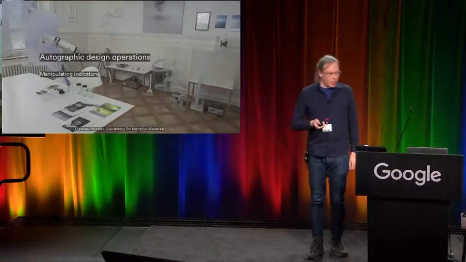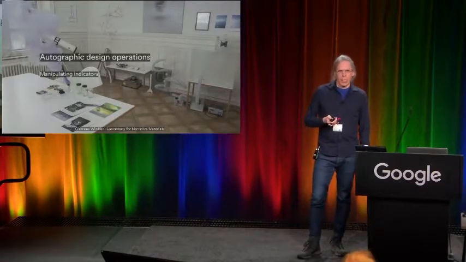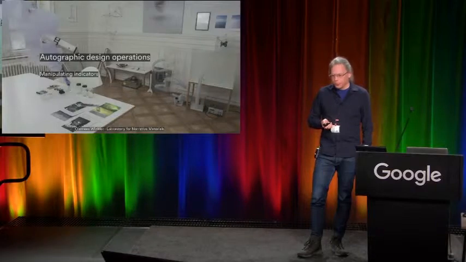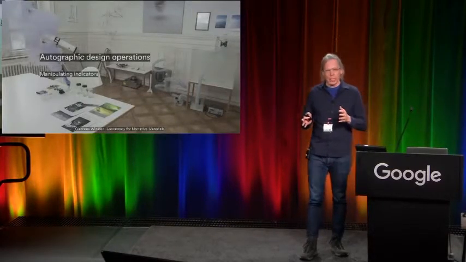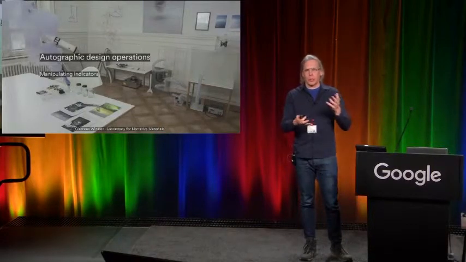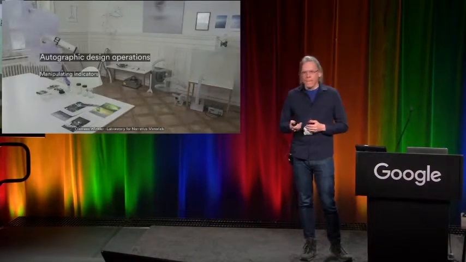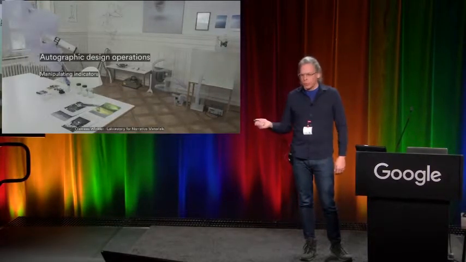So let's briefly talk about autographic design operations. I will limit this only to the manipulation of indicators. You have a phenomenon and you have an indicator that illustrates this phenomenon, and you can manipulate this indicator to make the phenomenon visible.